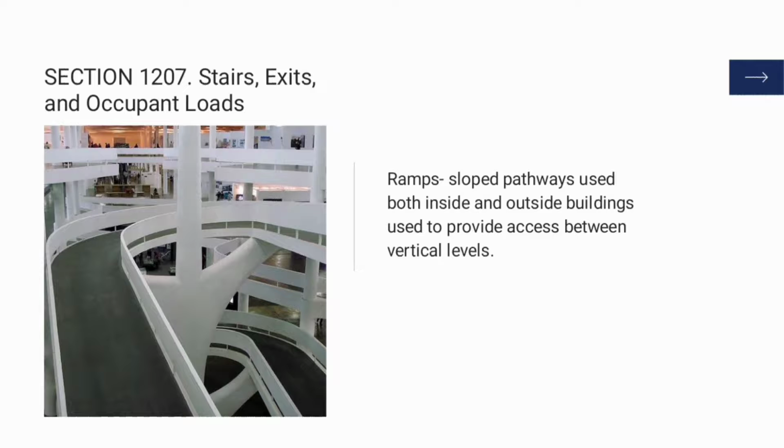Next is the ramps. So ramps are sloped pathways used both inside and outside buildings to provide access between vertical levels. So it is like stairs, where you can go to the second floor or third floor through these ramps. But the difference is that it is just straight, unlike stairs which have rise and run. So the width of the ramps should be the same as the corridors. So whatever the width of your corridor is, that should also be the width of your ramp.